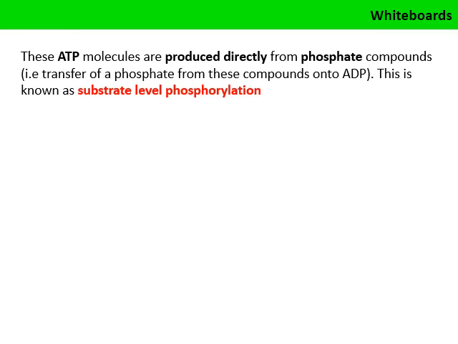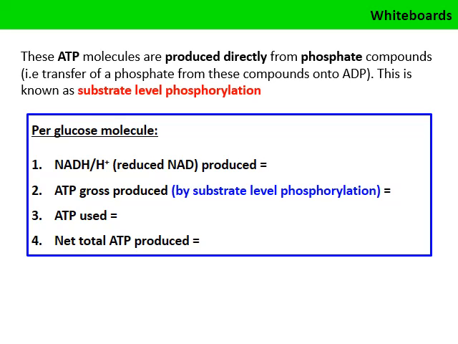So we can now summarize glycolysis, and we know if we look at the numbers of reduced NAD molecules being produced from glycolysis per glucose, we're going to get 2. Now we know the reduced NAD carries the 2 high energy electrons to the electron transport chain, and those electrons will be used eventually in oxidative phosphorylation.